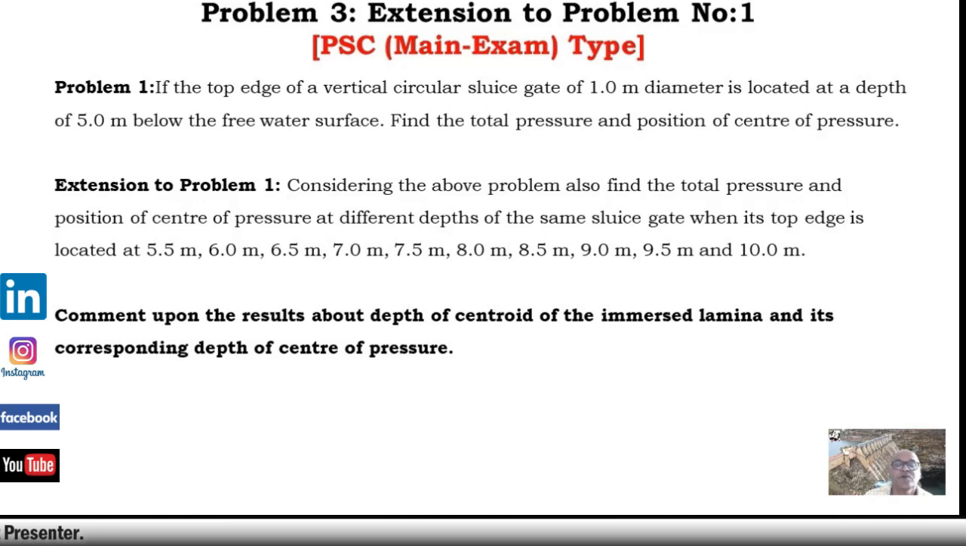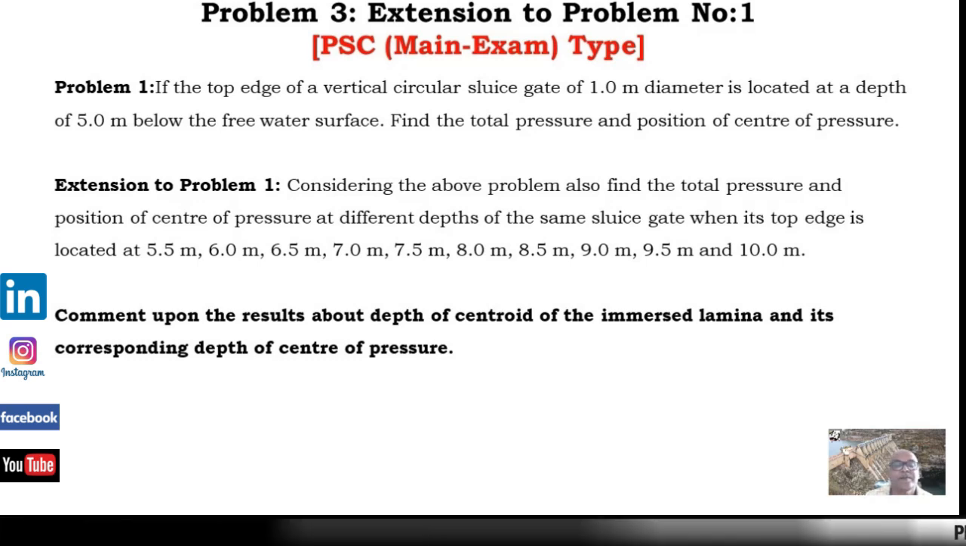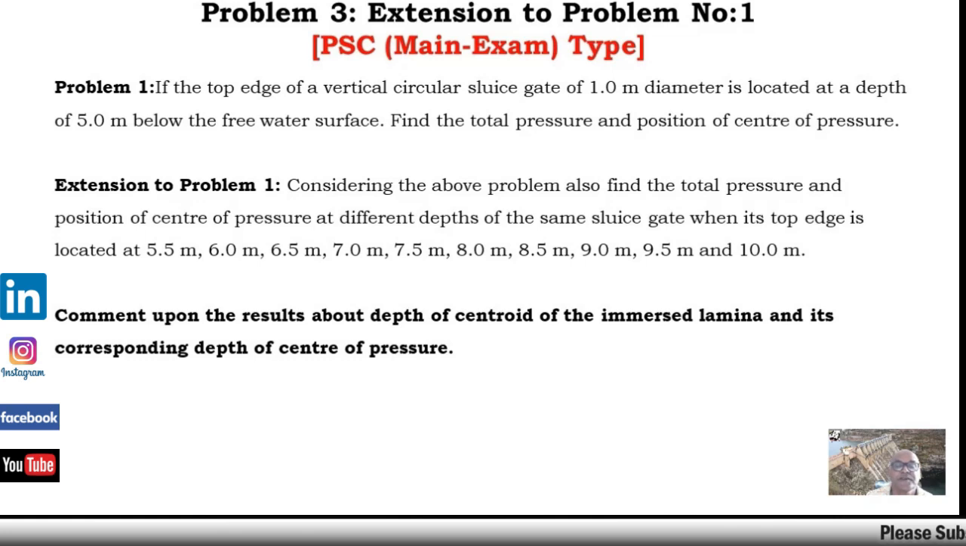If the top edge of the vertical circular sluice gate of 1 meter diameter is located at a depth of 5 meter below the free water surface, find the total pressure and position of the center of pressure.